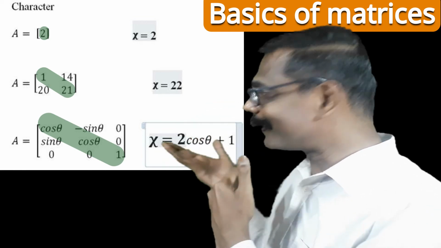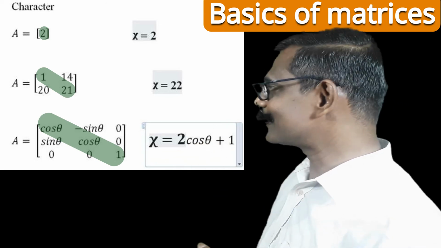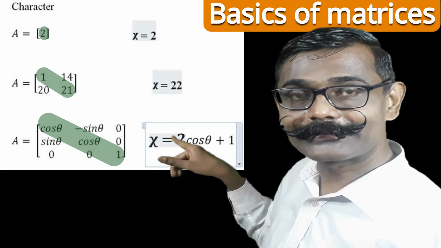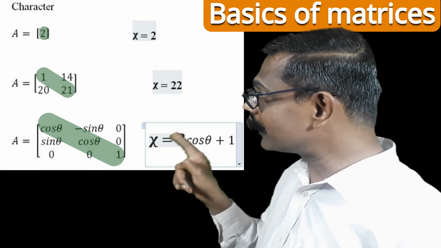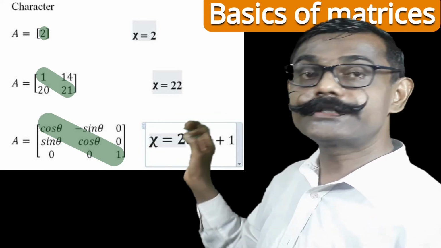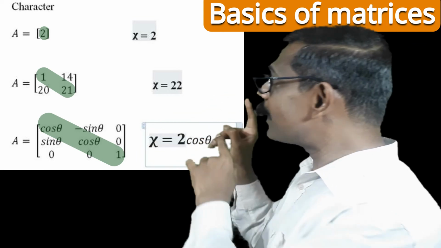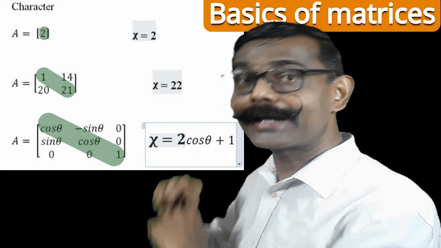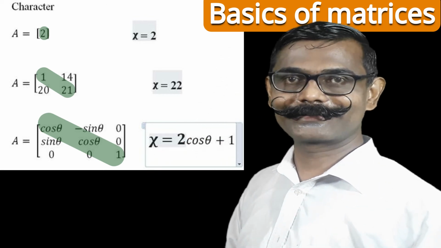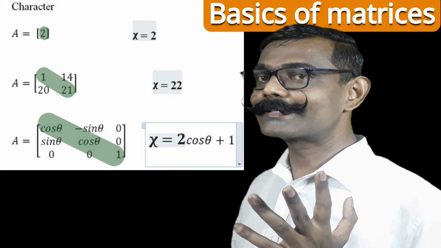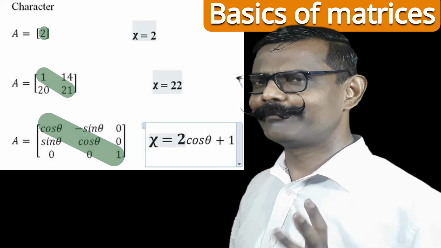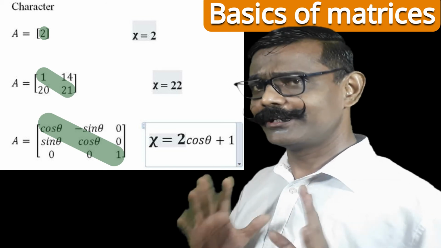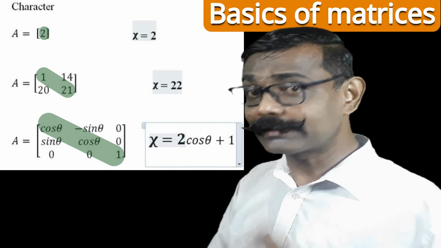Now see the third matrix, where trigonometric functions are there. What is the summation of the diagonal elements? Cos theta plus 1. So the answer is 2 cos theta plus 1. So it is the character for that matrix. In future, we will understand the matrices in terms of characters. But let you know these matrices first. Is this point of trace or character clear to you?